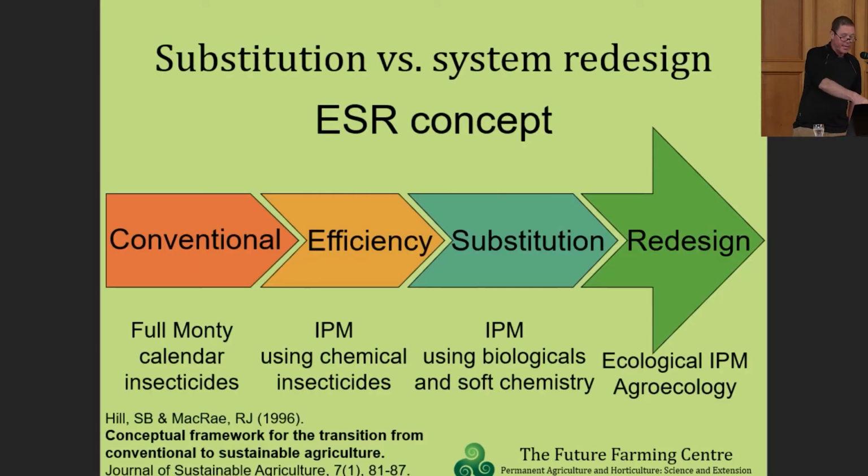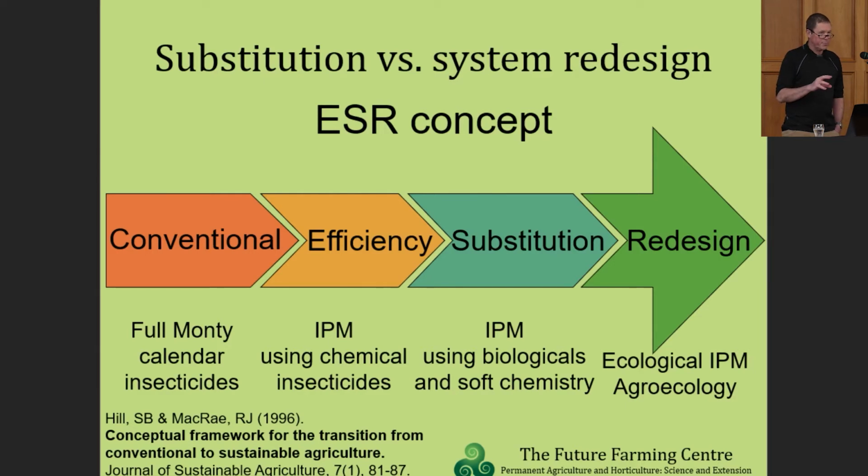So this ESR concept was developed ages ago by Hill and McRae, 1996. They said, right, okay, so the conventional full Monte calendar spraying, the E in ESR is efficiency. So that's moving to an IPM system using AgChem. The next step on is substitution. So you're still using IPM, but you substitute your chemicals for some biologicals. And then you take the next step further and you go for this redesign, system redesign. And this is where agroecology fits.